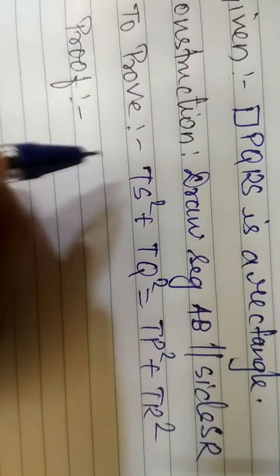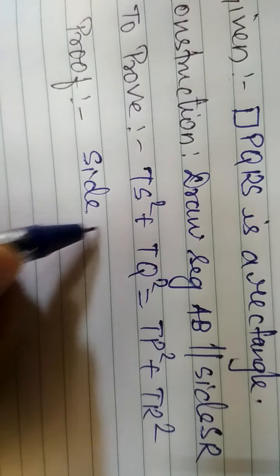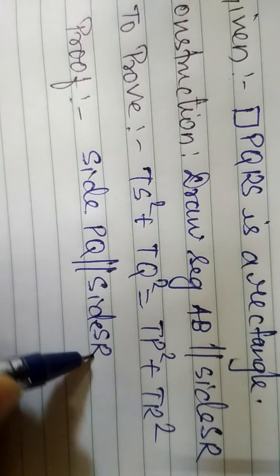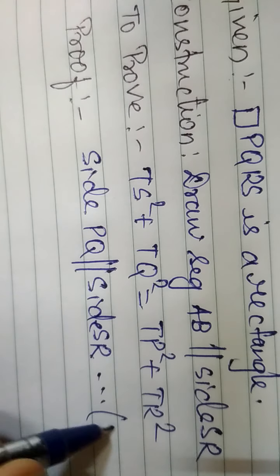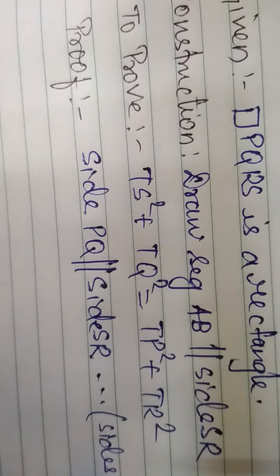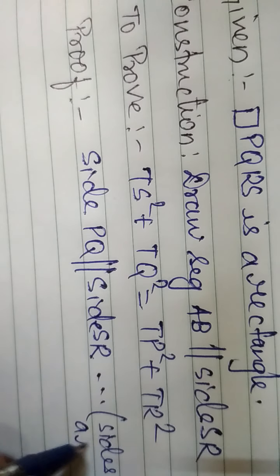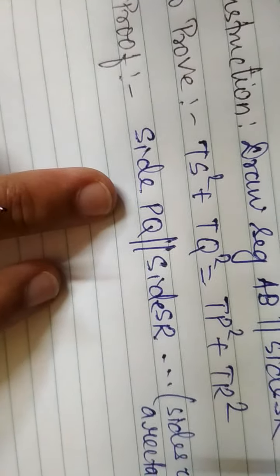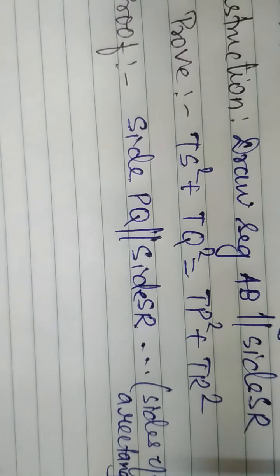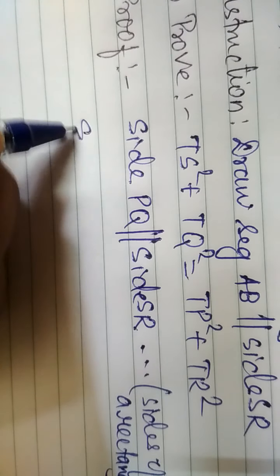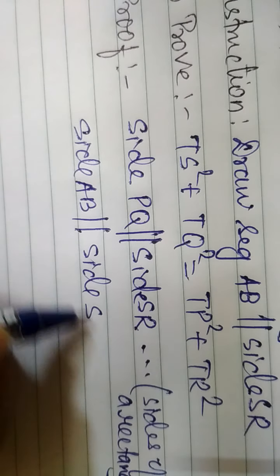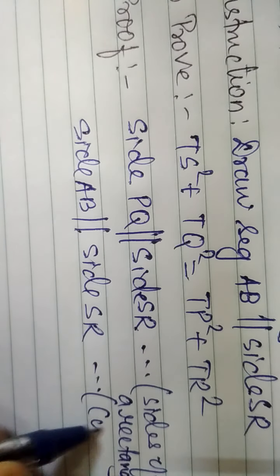Now, let's start the proof. First, side PQ is parallel to side SR. Why? Because of rectangle. The definition of a rectangle is that opposite sides of a rectangle are parallel to each other. So side PQ is parallel to side SR. Then side AB is parallel to side SR. That is, from construction we can write.